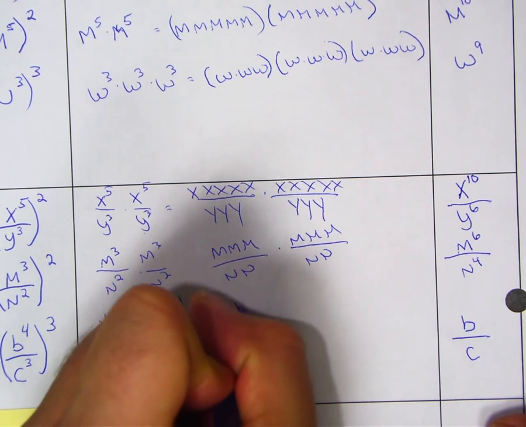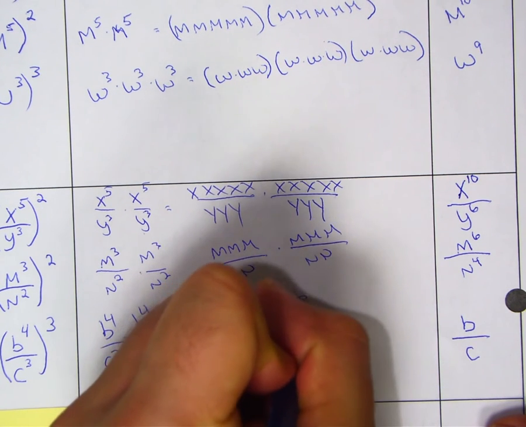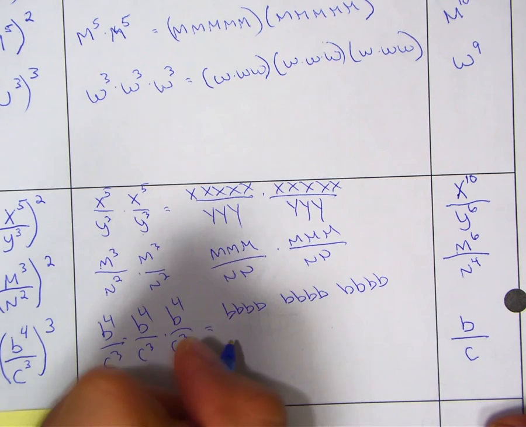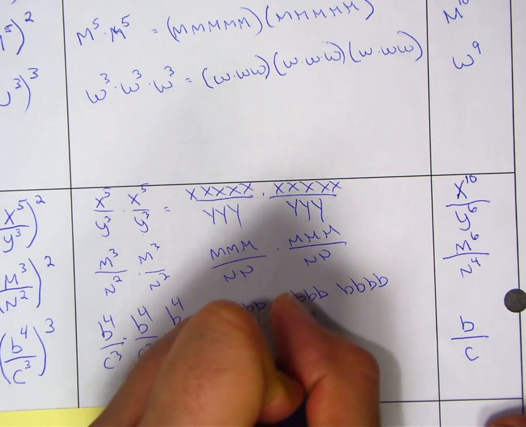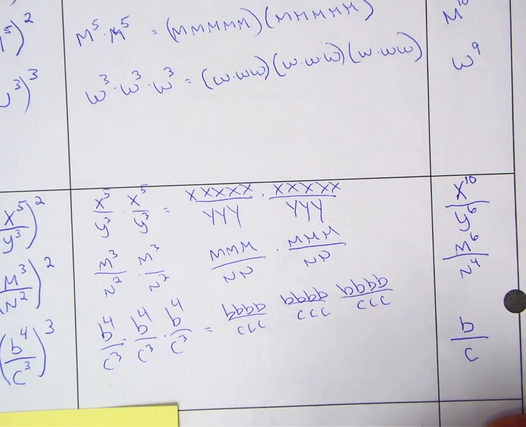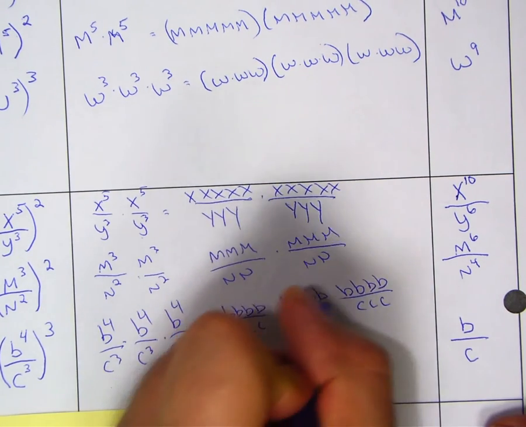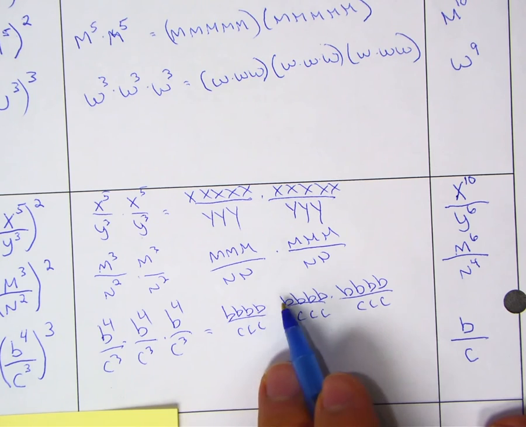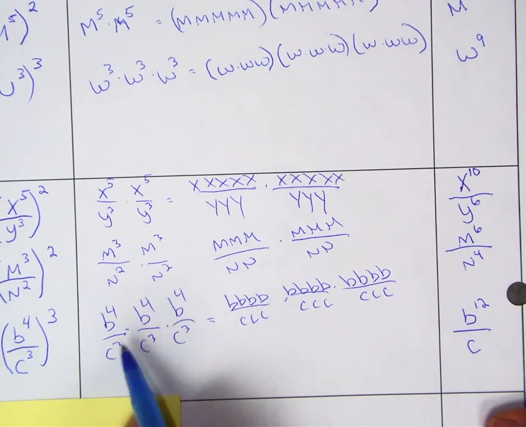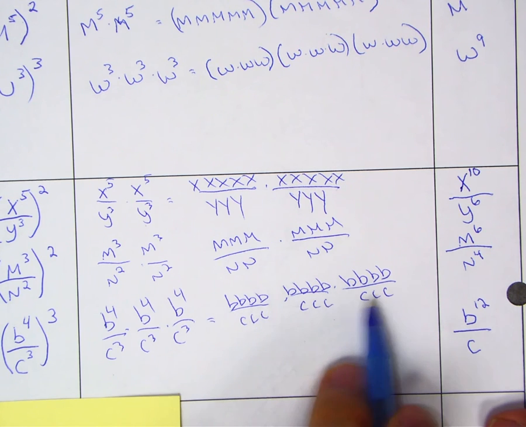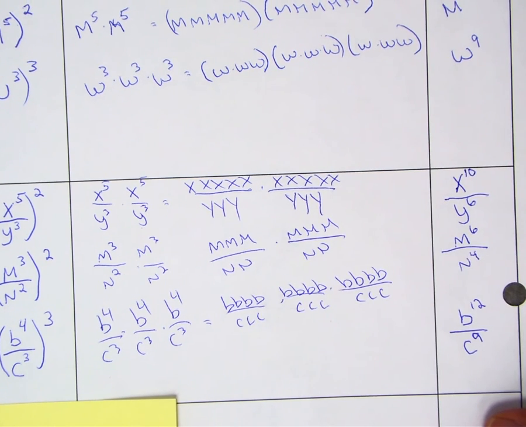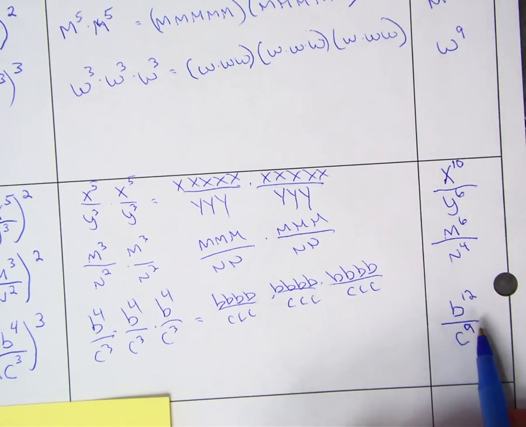So we got 1, 2, 3, 4 b's, 1, 2, 3, 4 b's, 1, 2, 3, 4 b's. And then we got 1, 2, 3 c's, 1, 2, 3 c's, 1, 2, 3 c's. Draw the fractions, and now we can go ahead and count them up. 1, 2, 3, 4, 5, 6, 7, 8, 9, 10, 11, 12. We have 12 b's, and we have 1, 2, 3, 4, 5, 6, 7, 8, 9. 9 c's still on the bottom. All right. I hope that matched up with what your guess was.